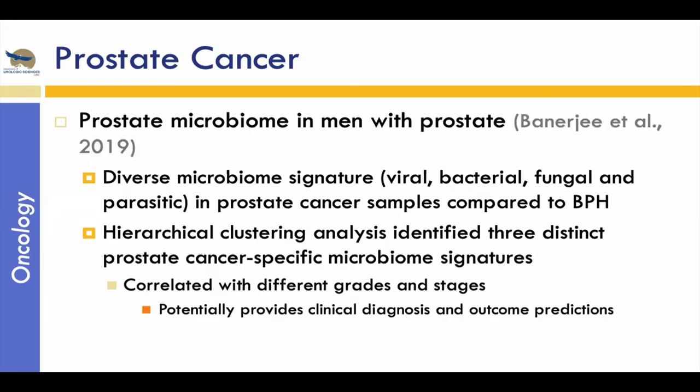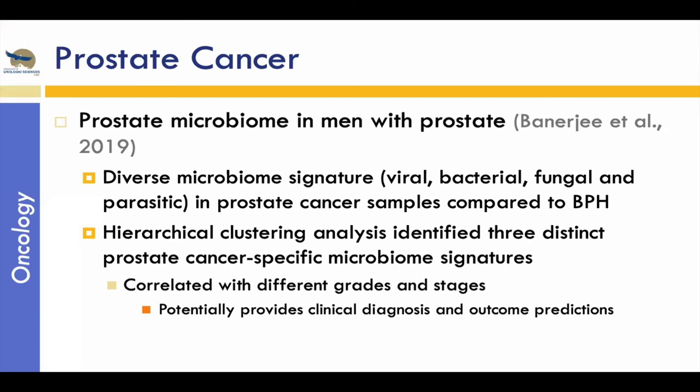And finally, there was one other study that looked at the microbiome in prostate tissue itself in men with prostate cancer. And there was a diverse microbial signature in the prostate cancer samples compared to just BPH. And interestingly, they were able to cluster the microbiome signatures into three separate ones, and these correlated with different grades and stage, which potentially provides some way for clinical diagnosis or outcome predictions.